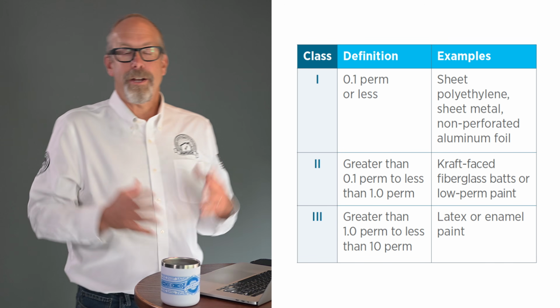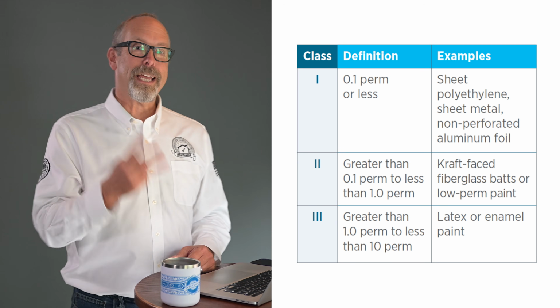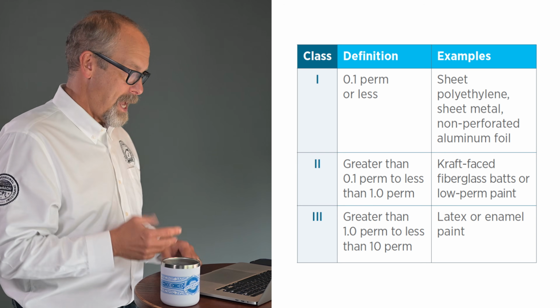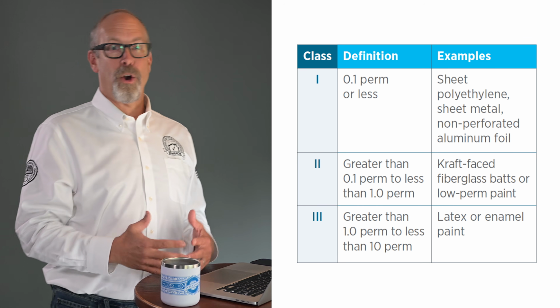Think of a perm rating like water faucets. Higher numbers mean the valve is more open, allowing more water to flow through it. Lower numbers mean tighter control. The International Residential Code describes 3 classes of vapor retarders, class 1, 2, and 3, and they're directly related to their perm rating. Each class represents a different level of vapor control, from very restrictive to moderately breathable.